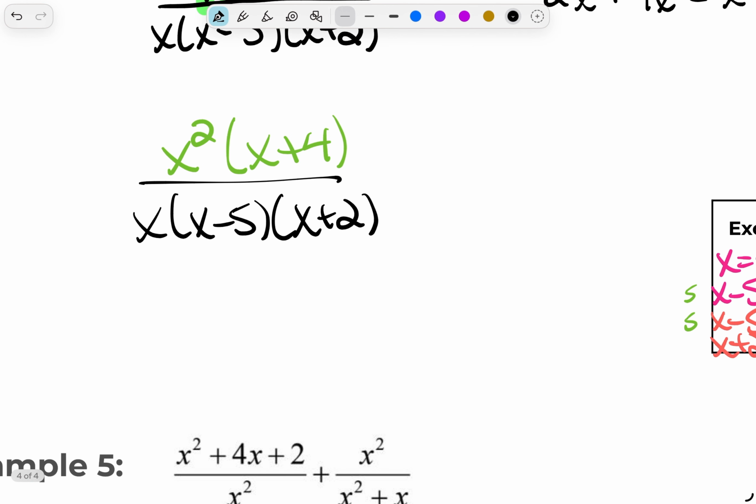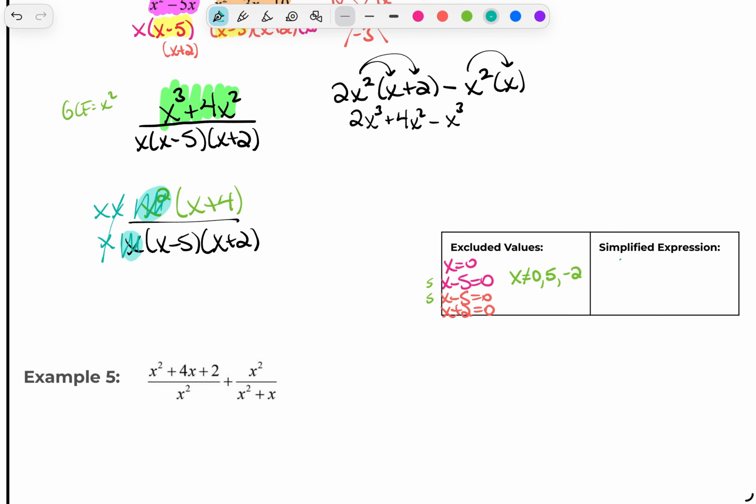We can simplify. I don't have any common binomials, but we do have some monomials here that we can reduce using those laws of exponents that we have practiced in our notes with the simplifying rationals. So that x squared over x is just going to become an x. If you need to write it out expanded, where x squared becomes x times x, and then you can divide out those x's, that might be helpful to you. But your simplified expression is going to be x with an x plus 4 in the numerator, and x minus 5 with an x plus 2 in the denominator.